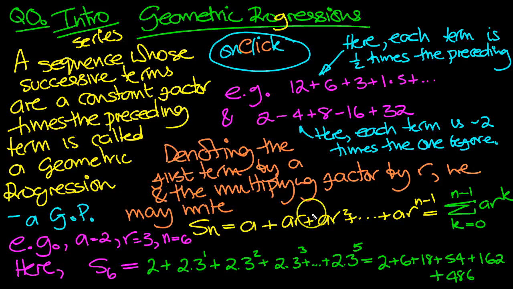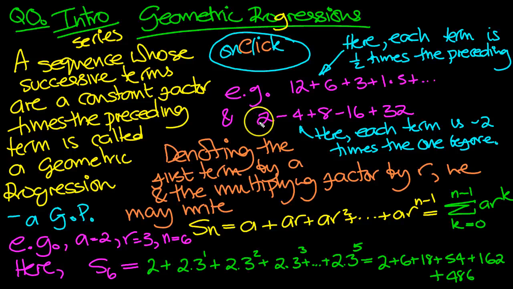So let's have a look at some examples then. We've got 12, 6, 3, 1.5. You can see that each successive term is half times the preceding term, can't you? So 6 times a half gives you the next term, 3 times a half gives you 1.5, and so on and so forth. This is clearly an infinite geometric progression here because of the dot dot dots. It means the sequence continues. And so that's a geometric series then, geometric progression.